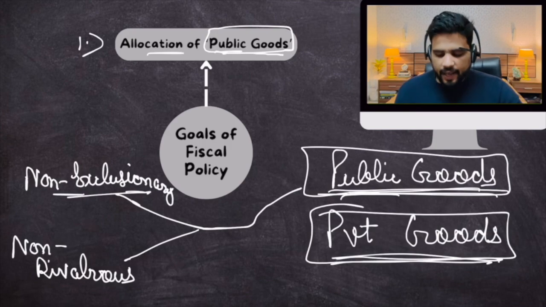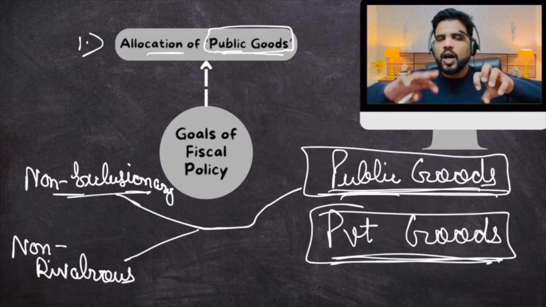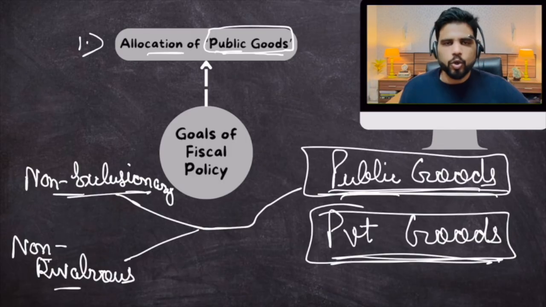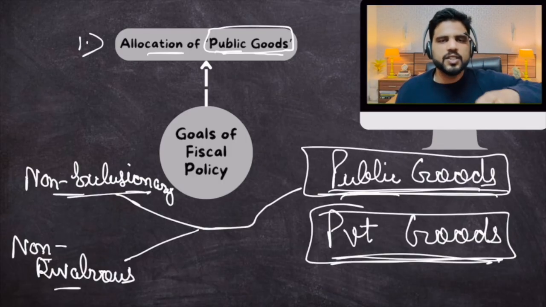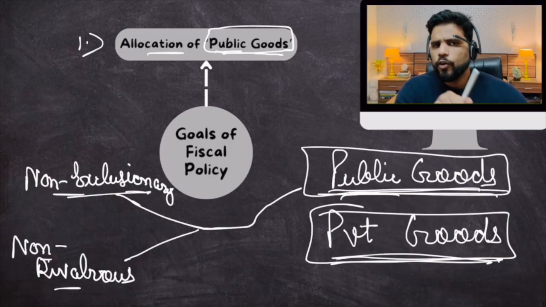Okay, non-rivalrous means that if one person uses that good or takes a lot of that good, he does not leave less for other people. Government will make sure that enough is left for other people. Whereas this is not true for private goods.